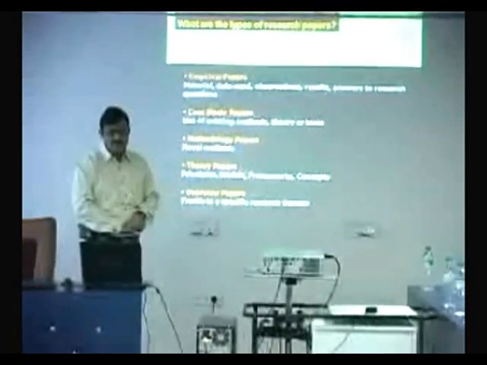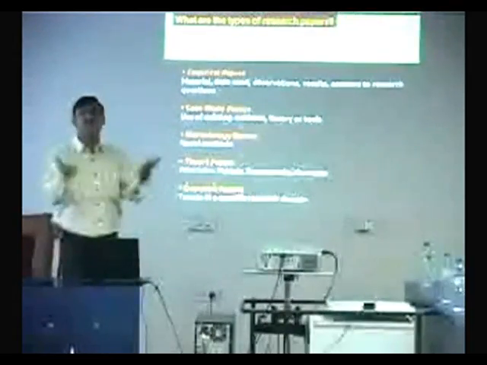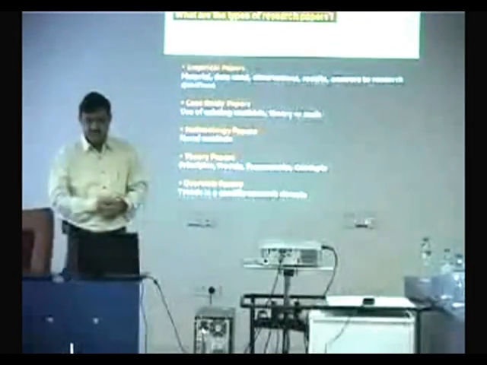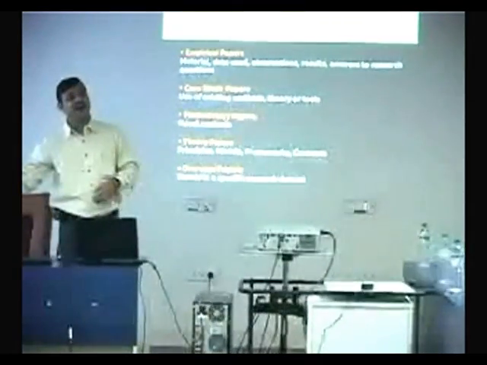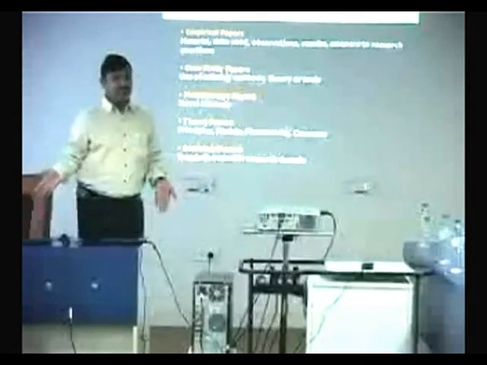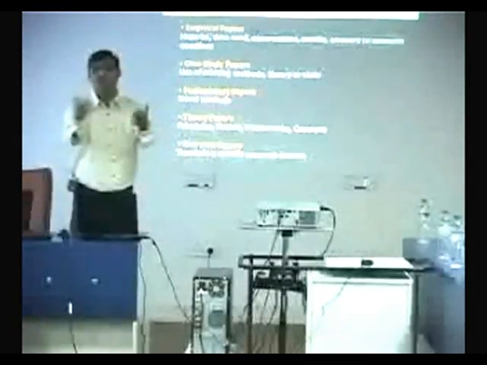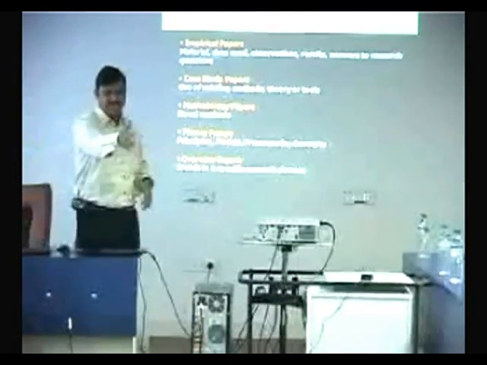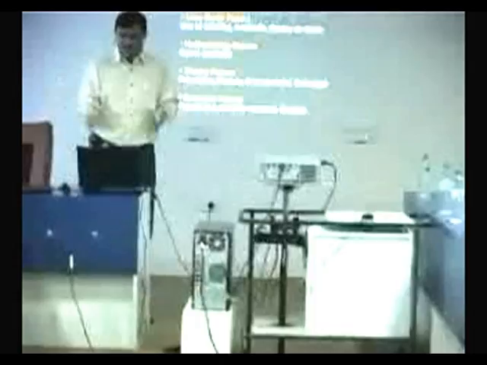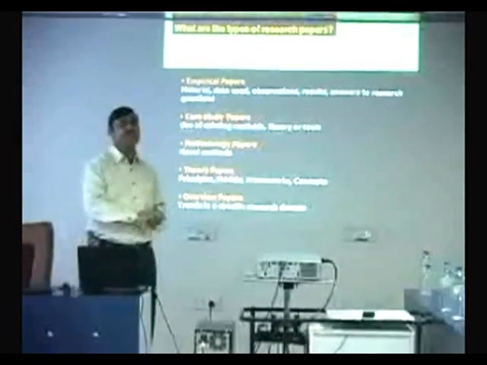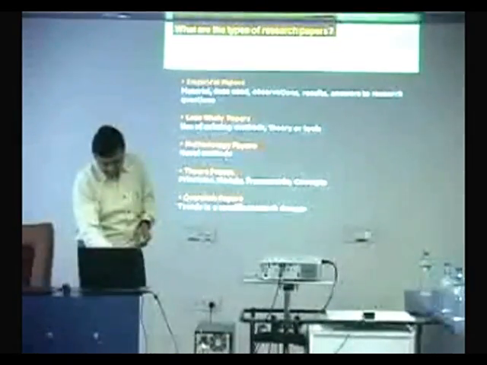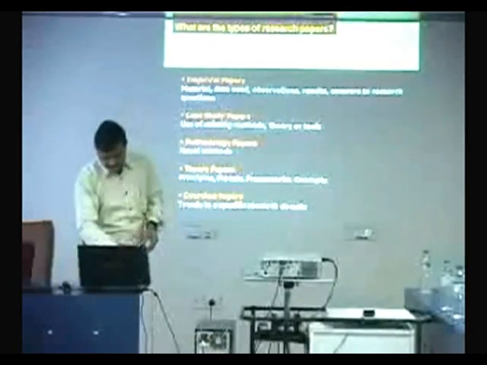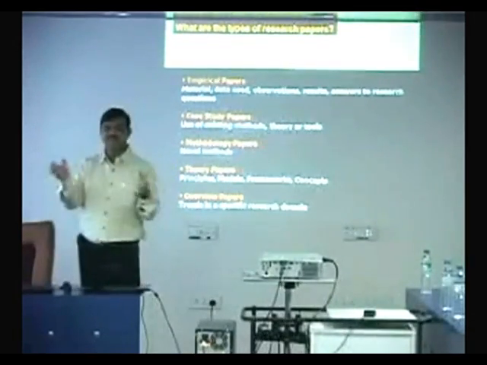Methodology papers generally propose new methods, new techniques of doing things, and when they do that, they also highlight the limitations of the existing methods. Because there is a limitation, you propose a new method for a given situation that the existing one cannot fulfill. Theory papers cover principles, models, frameworks, concepts. Generally from academia you will have a lot of theoretical papers, because that is the kind of thing they deal with. Overview papers cover trends in a specific research domain.